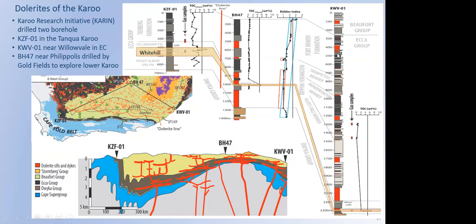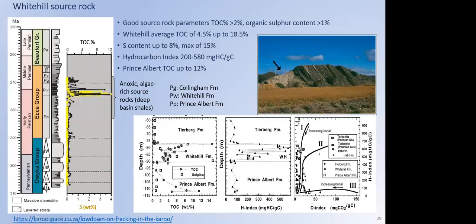no dolerites, no volcanics. And in the case of KWV, it went down to 2,300 meters, with quite a few of these popping up. And then they had the benefit of an old goldfields well drilled near Philippolis in the Karoo. And although the Whitehall wasn't exactly identifiable, they could place a sequence, probably Prince Albert, Collingham, Whitehall down here. But do note the amount of dolerite.